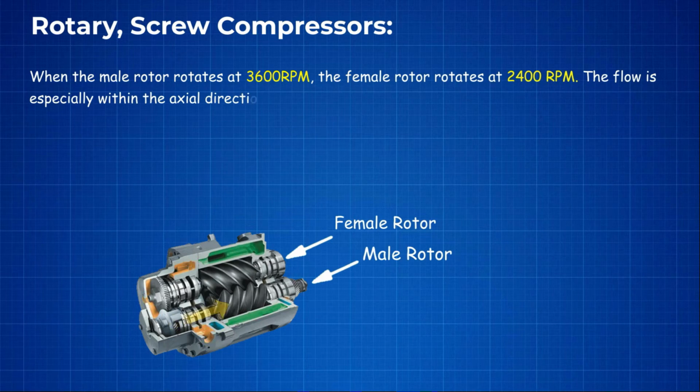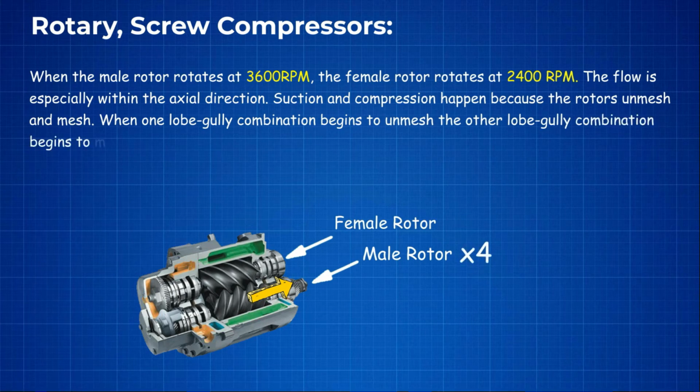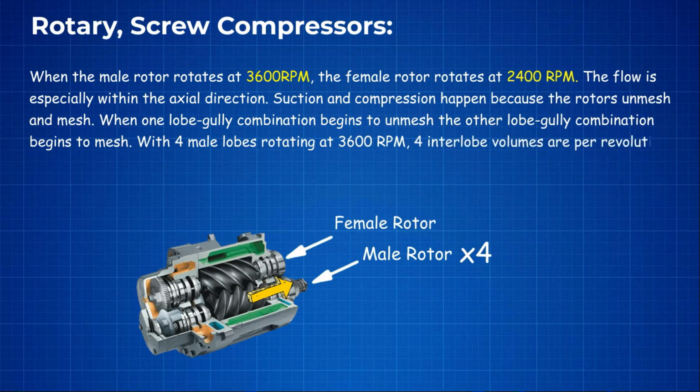The flow is mainly in the axial direction. Suction and compression happen because of the rotors unmeshing and meshing. When one lobe gully combination begins to unmesh, the other lobe gully combination begins to mesh. With 4 male lobes rotating at 3,600 RPM, 4 interlobe volumes are formed per revolution, thus giving 4 into 3,600, which is equal to 14,400 discharges per minute.